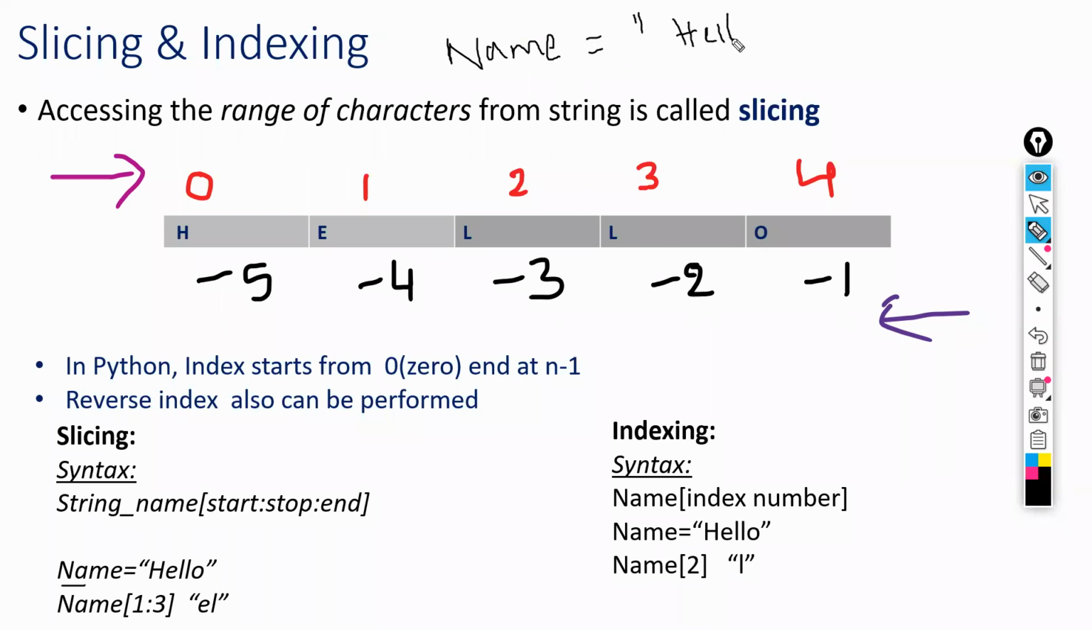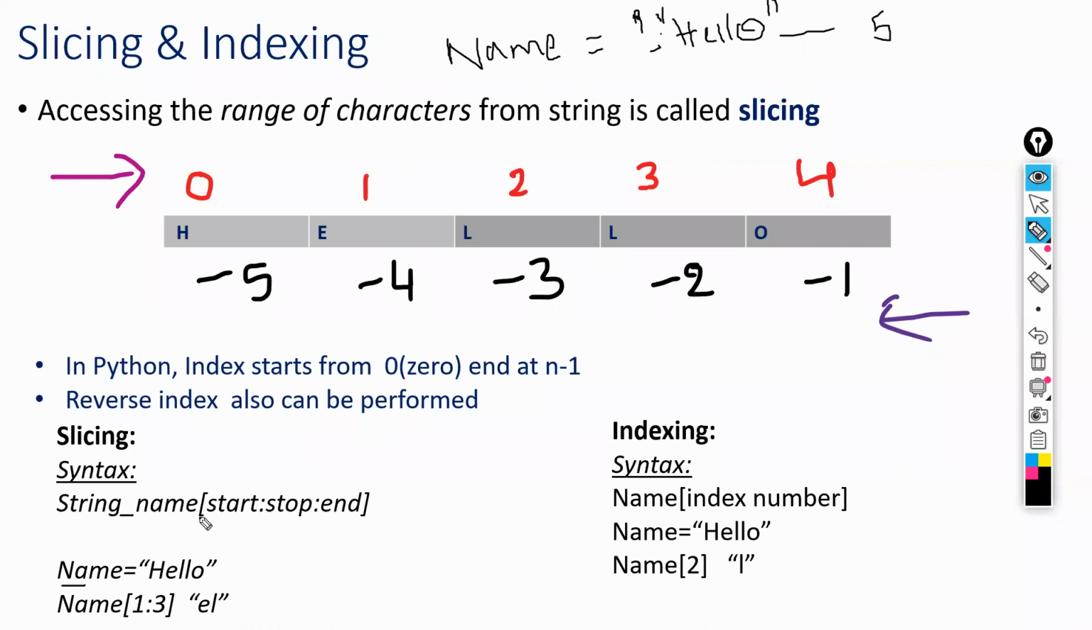What is the length of the name? Length of the name is how many characters are present between the quotes. 1, 2, 3, 4, 5. It is 5. Don't treat the space as a character. I'm not writing it like that. Let's take hello. Now I want to access different elements, by indexing or slicing, whatever it is.